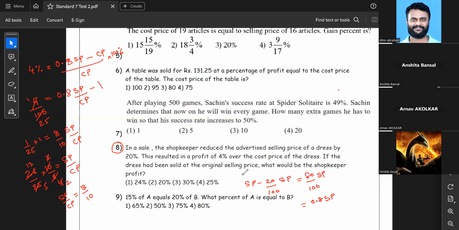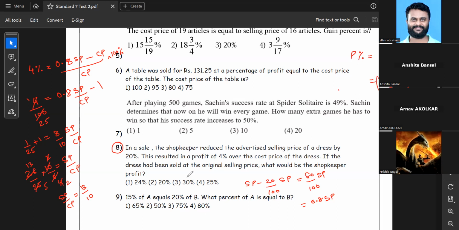So in this case, we are supposed to find the original profit. So if he wouldn't have given the additional discount, कितना profit percentage मिलता है उसको. That's what we are going to find. So the original profit percentage is equal to original selling price minus original cost price upon cost price multiplied by 100, as you know. So SP upon CP minus 1 again multiplied by 100.